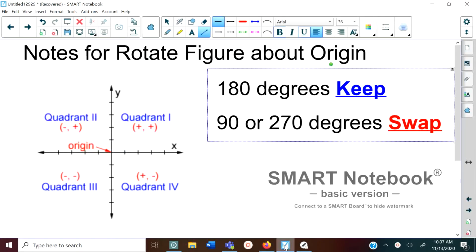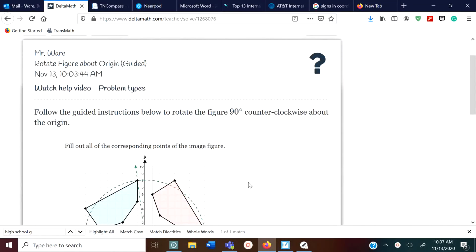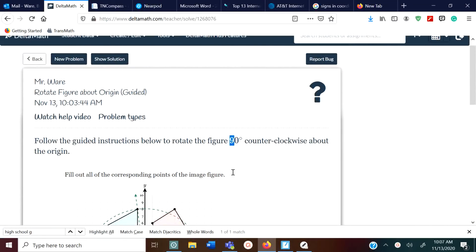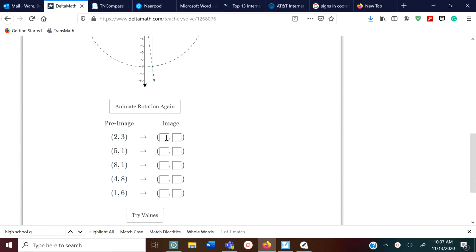The first thing you notice is the 180 degrees keep, 90 or 270 degrees swap. This one is a 90 degree, so we swap. Before I even put in the signs, I'm just going to swap the numbers. So instead of having 2 and 3, I'm going to have 3 and 2, 1 and 5, 1 and 8, 8 and 4, 6 and 1. Alright, I've swapped the numbers.